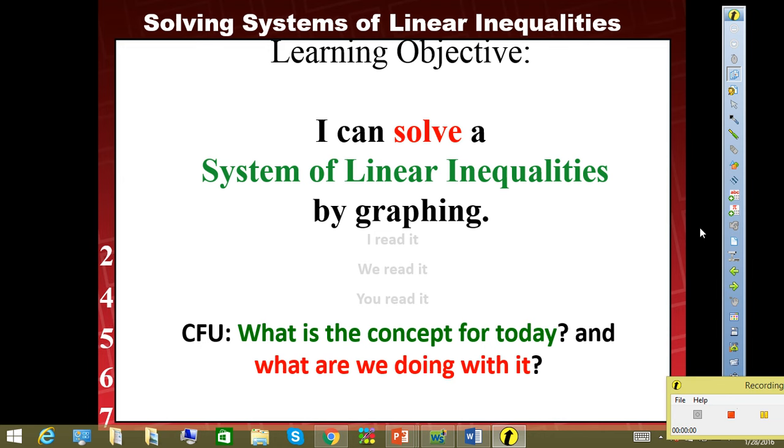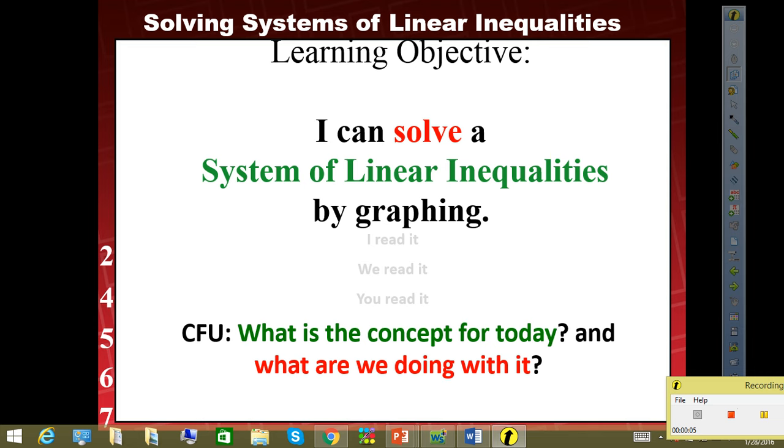So, our objective for today, I can solve systems of linear inequalities by graphing. Let's read together. 1, 2, 3. I can solve a system of linear inequalities by graphing. So we're moving on from systems of linear equations, and we're going into inequalities. And we're going to close this section on equations and inequalities, which are linear. And we're about to start on quadratics, which means we're coming back to polynomials, your favorite.